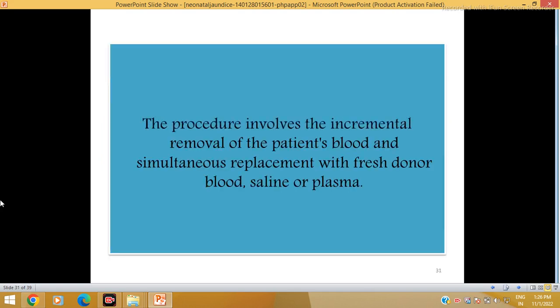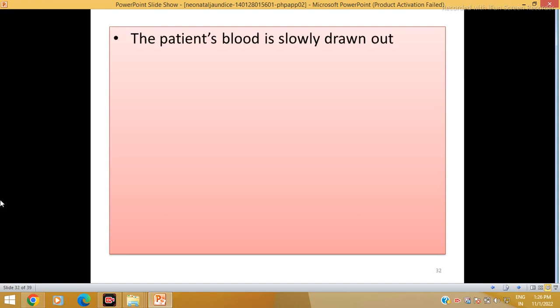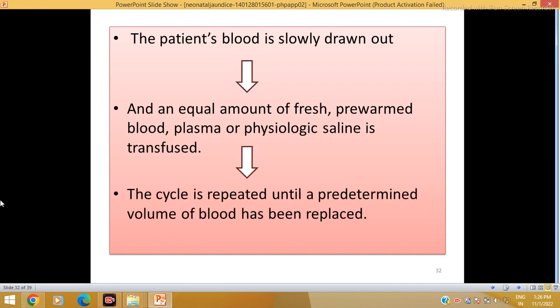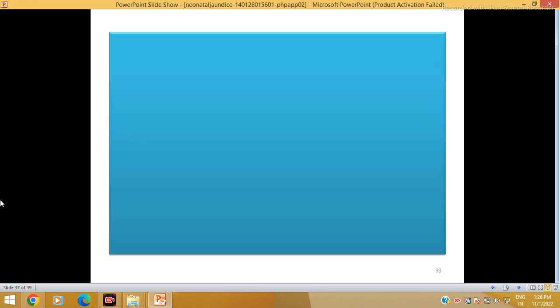The procedure involves the incremental removal of the patient's blood and simultaneous replacement with fresh donor blood, saline and plasma. The patient's blood is slowly drawn out and an equal amount of fresh pre-warmed blood, plasma or physiological saline is transfused. Then the cycle is repeated until a predetermined volume of blood has been replaced.